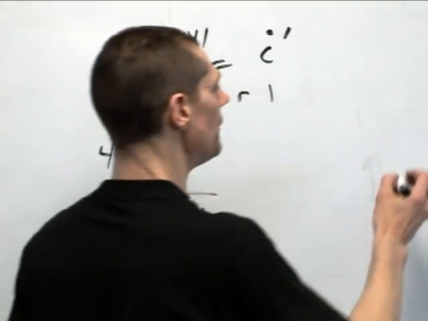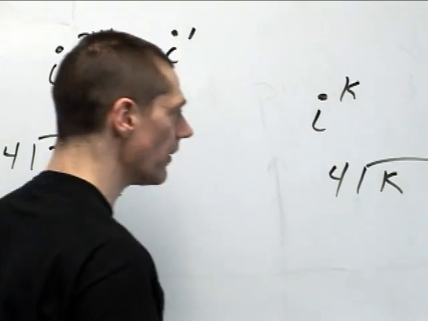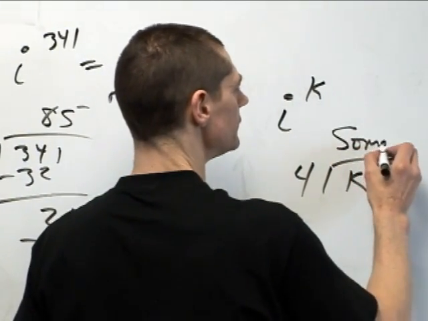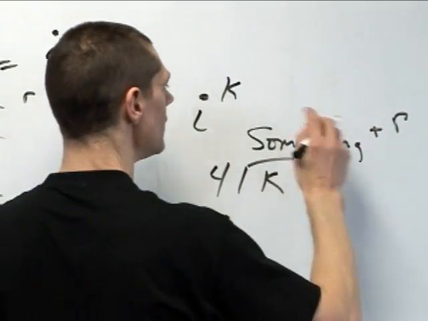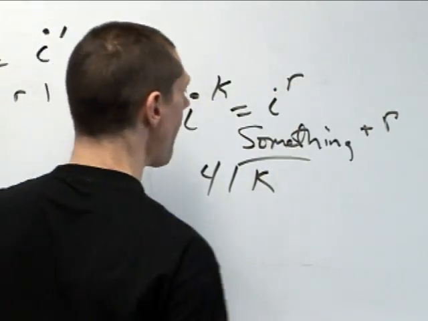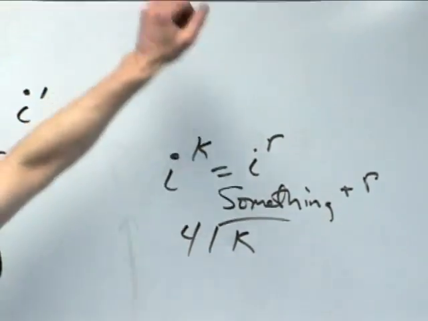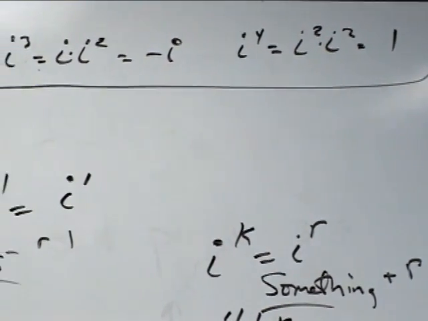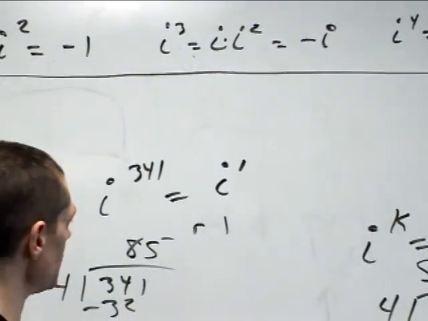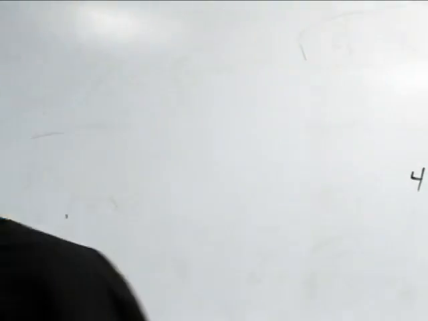In general, if you have i to the k, do this. Divide k by 4, and you're going to get something plus the remainder, and it's equal to i to the remainder. And here's the trick. If the remainder is 3, don't write it as i to the 3rd, write it as -i. Should have seen this in algebra. I may talk a little bit about this more. As far as simplifying things, that's really all you need to know this for. But we have a lot more interesting things going on.